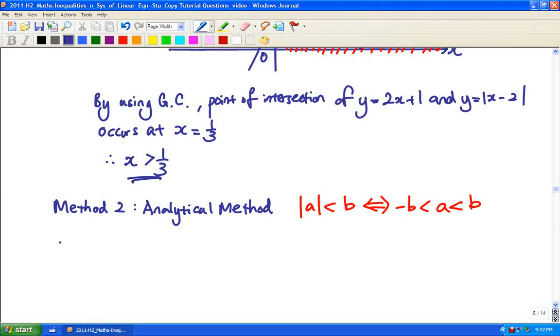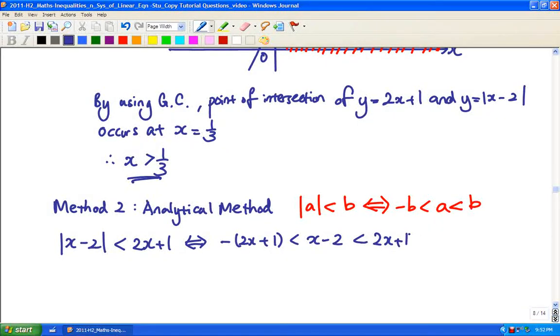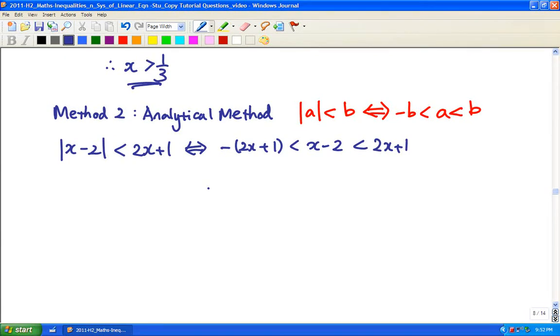Likewise, since the inequality now is modulus of x minus 2 is smaller than 2x plus 1, this is equivalent to the negative of 2x plus 1 being smaller than x minus 2, smaller than 2x plus 1. So in other words, we have to solve for a pair of simultaneous inequalities. We have minus 2x minus 1 is smaller than x minus 2, and x minus 2 is smaller than 2x plus 1.